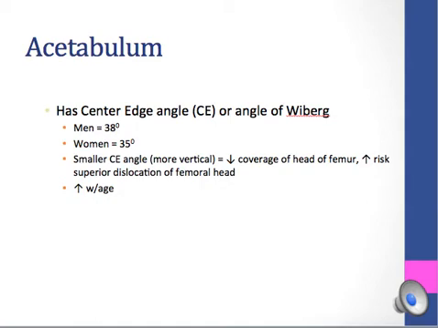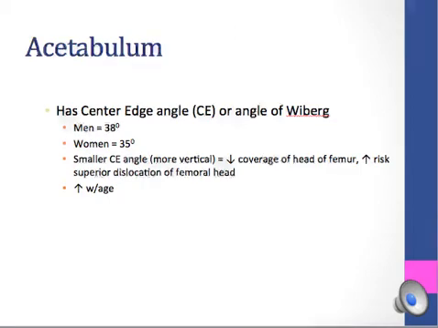So our acetabulum has a center edge angle, or the angle of Wiberg. And this angle really is how we start to understand the depth of that acetabulum. And in men, it's angled about 38 degrees. Women, it's about 35. So it's the opposite of that angle of inclination that we were talking about. And the smaller the center edge angle is, the decreased coverage of that head of the femur. And so if that head of the femur is sticking out anteriorly, then superiorly, then it can increase that risk of subluxation or dislocation.